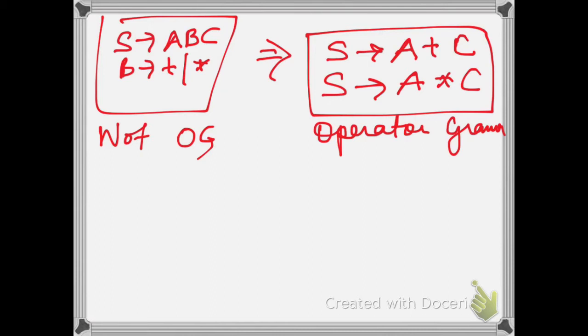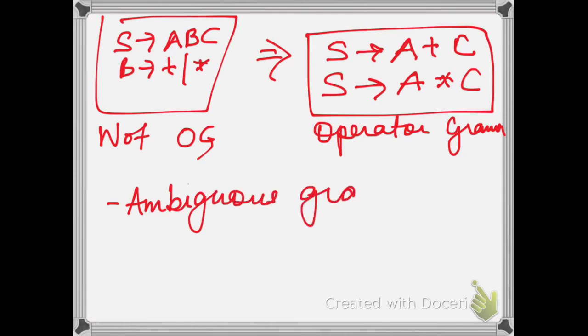Another thing is that the operator precedence parser can work on ambiguous grammars also. Here, if you see this grammar, it is ambiguous, but you can still have an operator precedence parser which can parse this particular grammar. So let's see the steps.